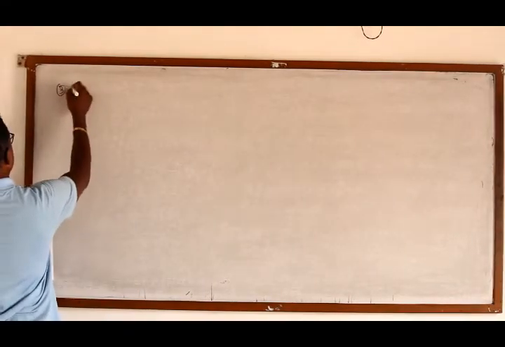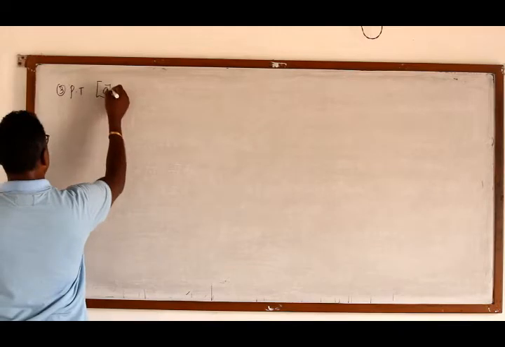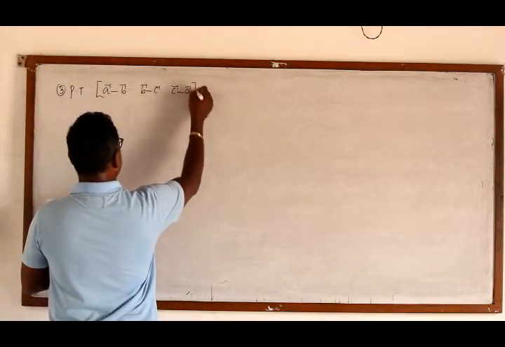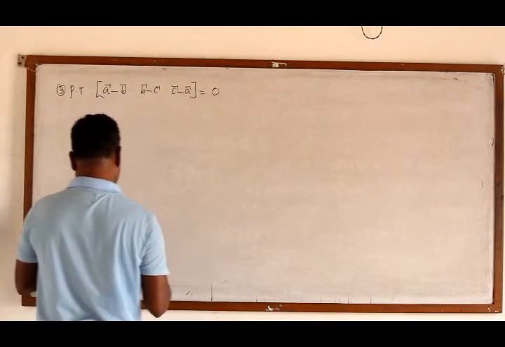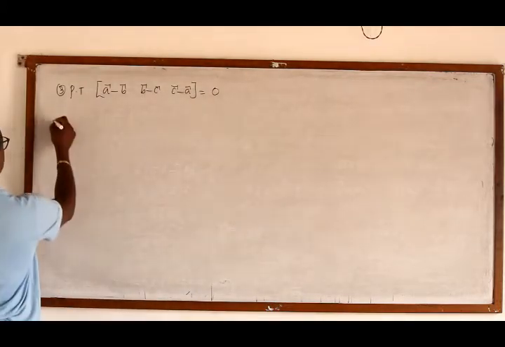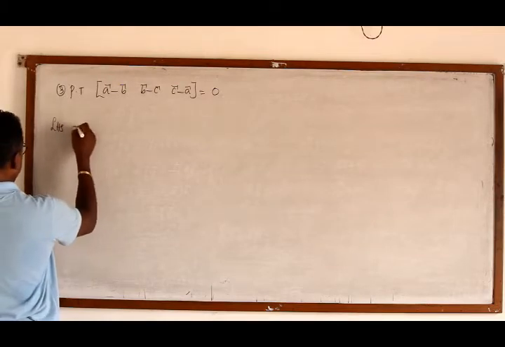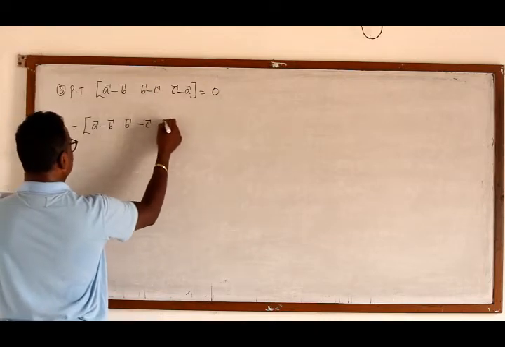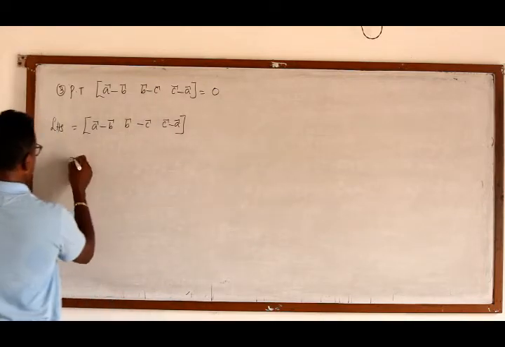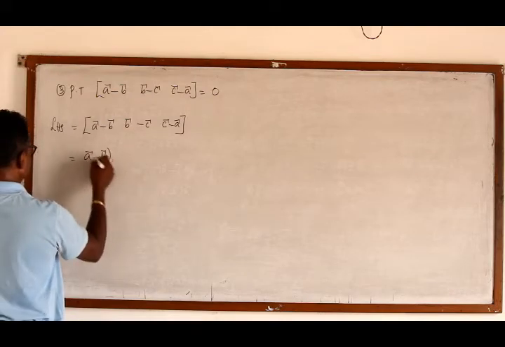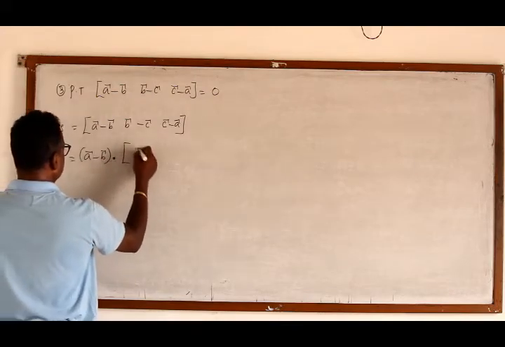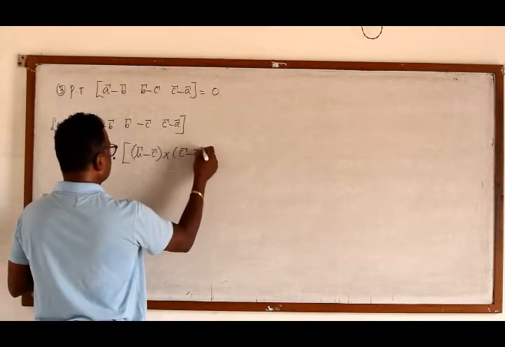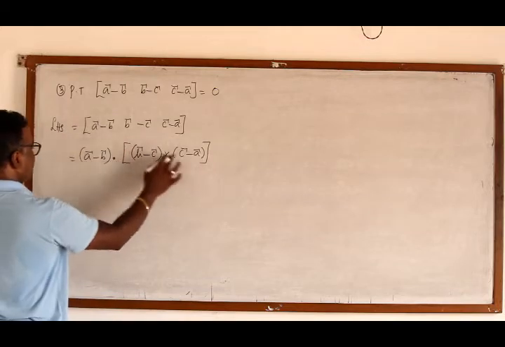Next, third problem. Prove that the box product of (A minus B), (B minus C), (C minus A) is equal to 0. Prove that. Now, let us take the left hand side. Box product means we know, 1 dot 1 cross. So it is (A minus B) dot (B minus C) cross (C minus A), isn't it? Box product means 1 dot 1 cross.